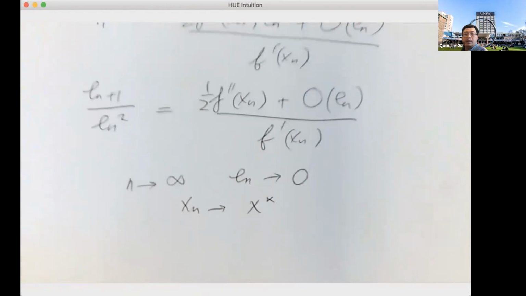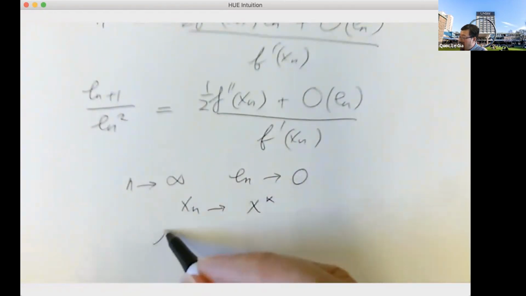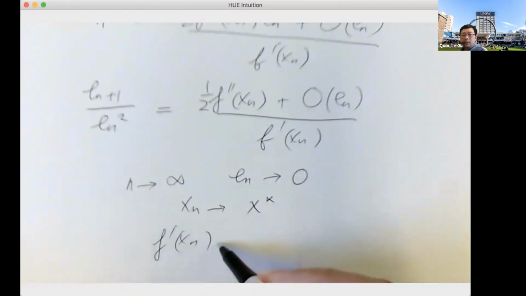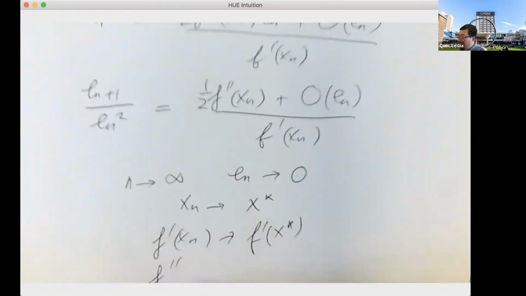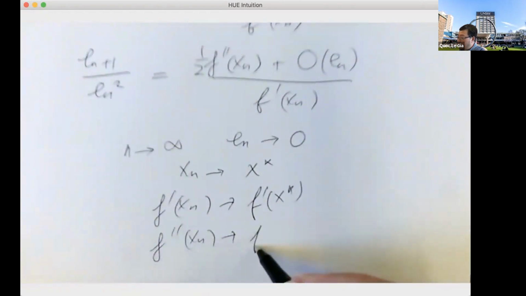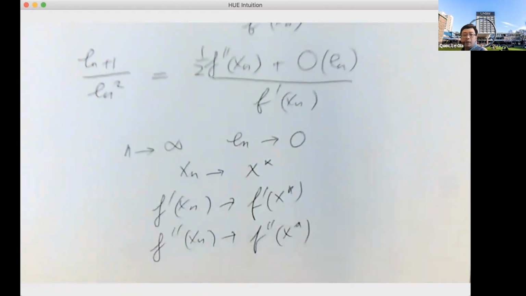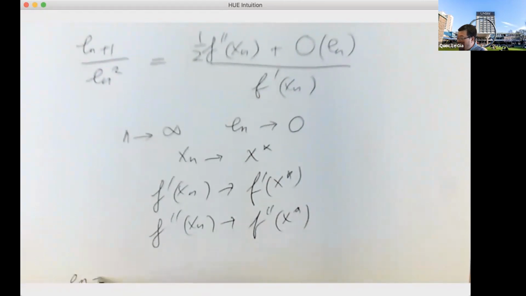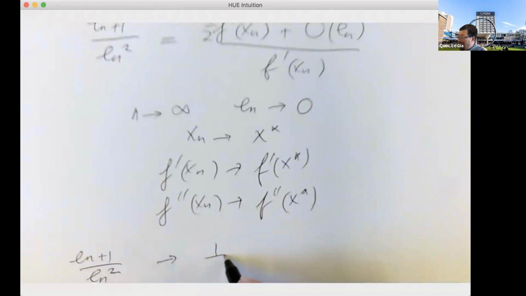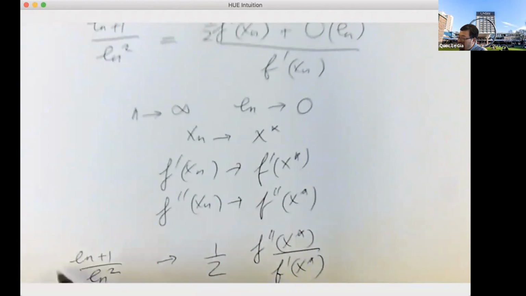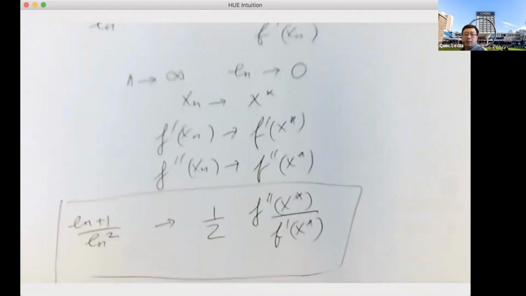Okay. So now en goes to zero, f prime xn goes to f prime x star, and f double prime xn goes to f double prime x star, right? So then en plus 1 over en square goes to 1/2 f double prime x star over f prime x star. So that is the conclusion of the theorem.